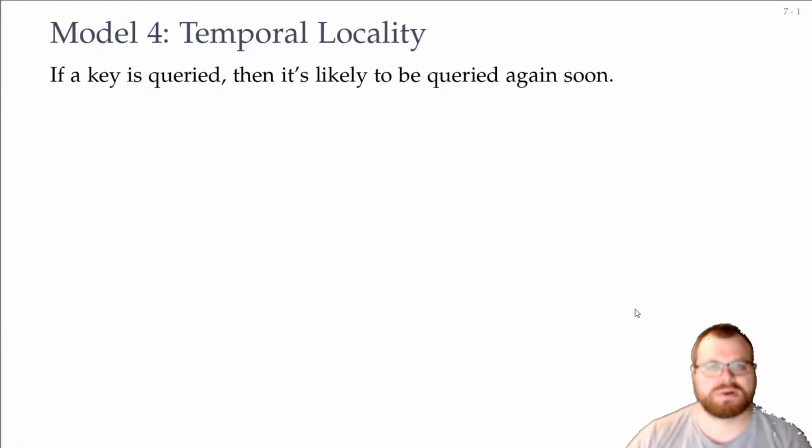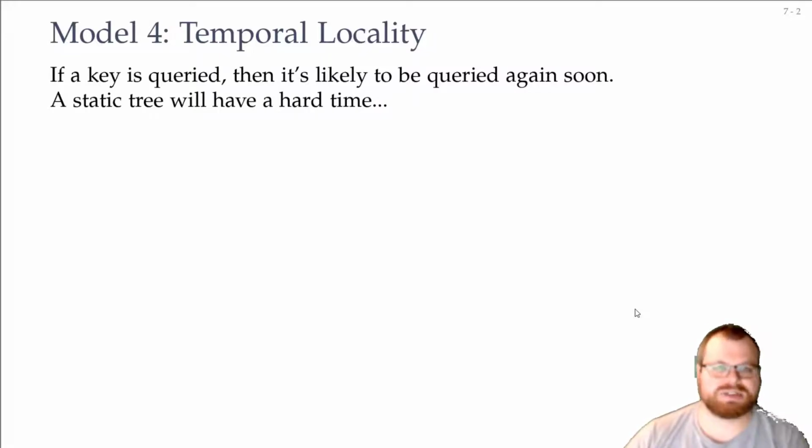Model number 4 is the temporal locality. And that says if a key is queried, then it's likely that we will query it again soon. For example, if you look for something on Google, there are many pages, but if you've already looked for something, then the probability that you will look for it again is much higher than something that you have never looked at.